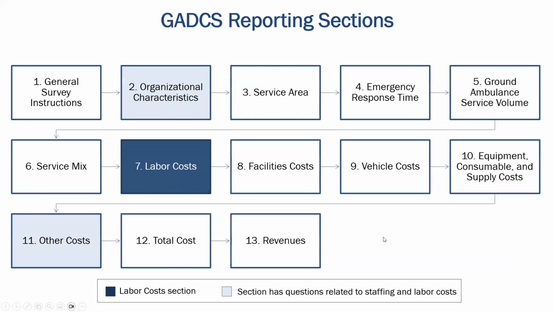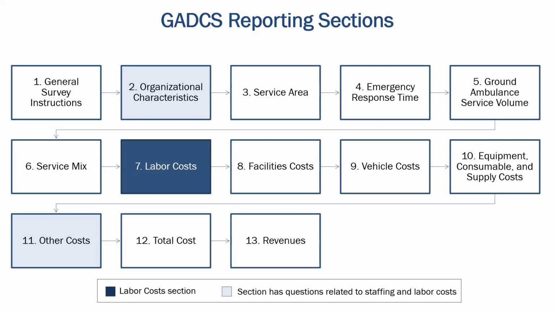All right, moving on to an overview of the entire GADCS and where labor and staffing comes into play. The GADCS is broken into 13 sections. The first few you have to complete in order, and then after, you're able to bounce around from section to section to enter information in whatever order makes most sense for your organization.